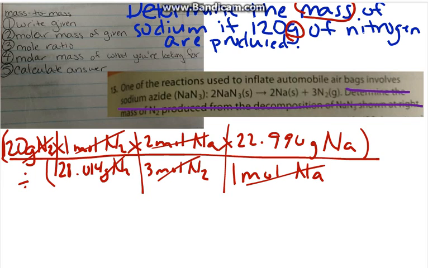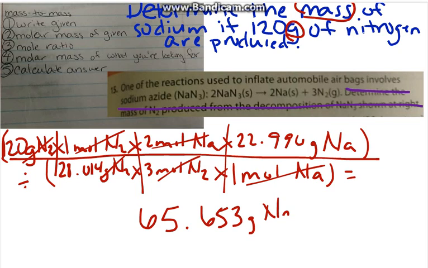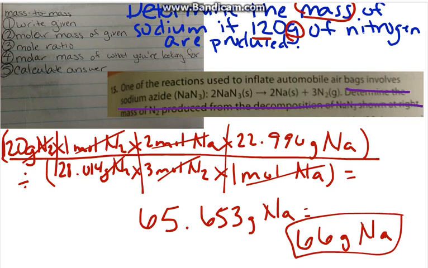120 times 1 times 2 times 22.990 divided by 28.014 times 3 times 1, and you get your answer. Your answer should be 65.653. Look at your sig figs. This one's tricky sig figs. I only need 2 because that last 0 doesn't count. So your answer should be 66 grams of sodium.